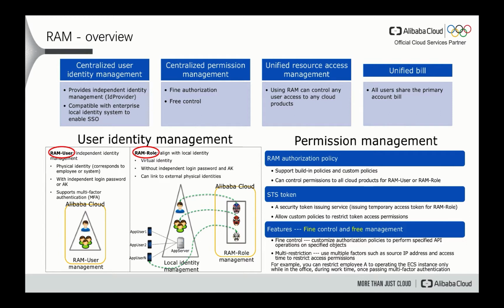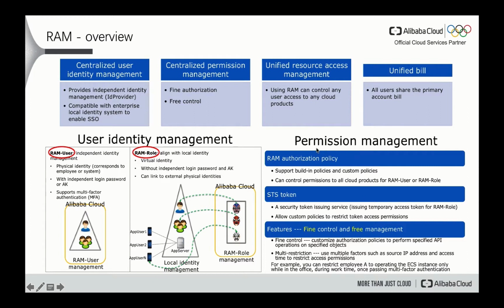And the RAM role is more like a virtual one. It's aligned with the local identity, but it's a virtual identity. It cannot log in to the portal independently, so it doesn't have an independent login password or AK, but it can always link to an external physical identity. Just like this picture shows, a RAM role is like wearing a mask, and the mask has different capabilities. When you have that mask, you can do something you could not do before, but when you define the RAM role, we already grant who can actually wear this mask.